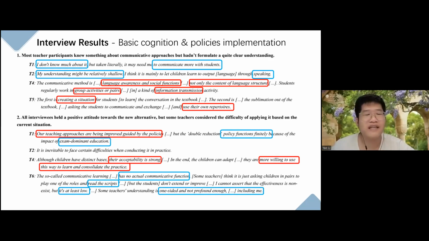But for this one, more negative opinions were given by those teachers. For example, these policies were implemented only to a limited extent because the exam-dominant education or assessment system impedes the implementation of the new policies. And also some teachers misunderstand the policies, or don't really know what the new policy or new approaches are, so they misuse those things and cause low effectiveness and efficiency.